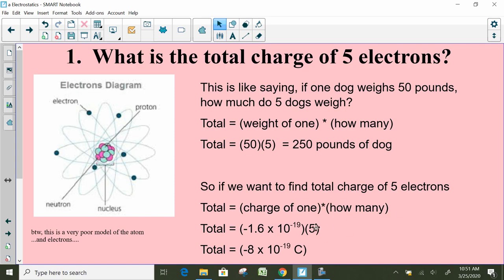So if I have 5 electrons, and remember, each electron has this amount of charge. And again, charge is a bizarre concept, but it's another property of matter. We can say the total charge of 5 electrons would be 8 times 10 to the minus 19, or 8. It's 5 times 1.6. So again, it's not a big deal.